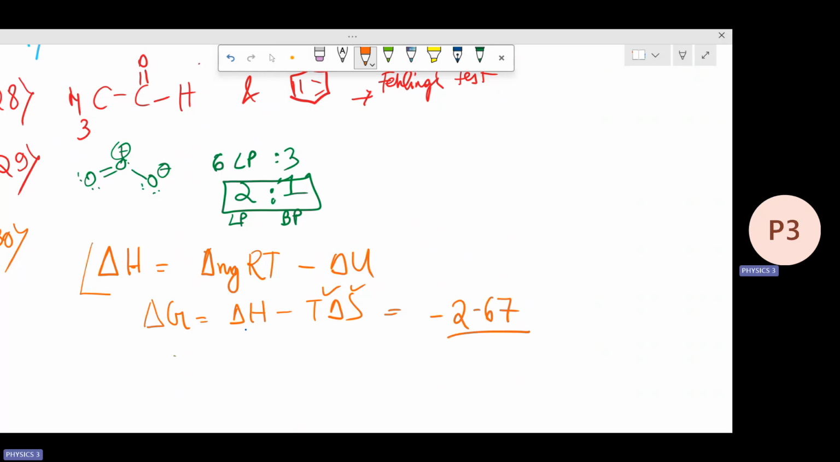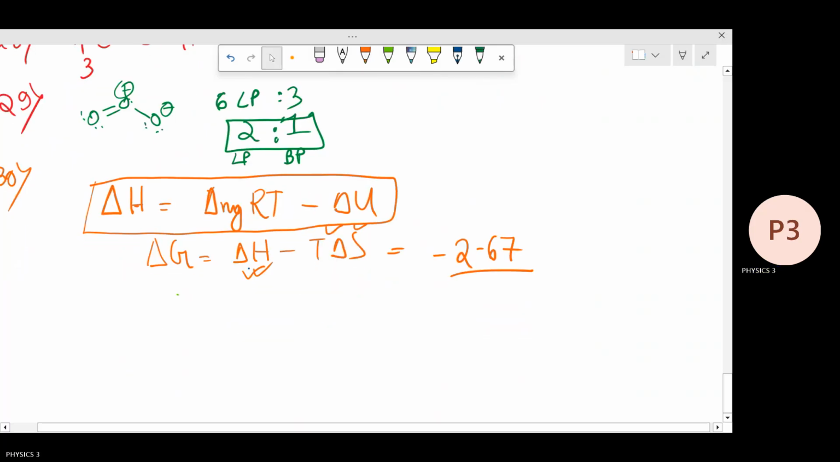So if you don't use this formula, which I didn't show you the first time, you won't get delta H. Delta U they have given, they have not given delta H. Just now, I was skipping it.